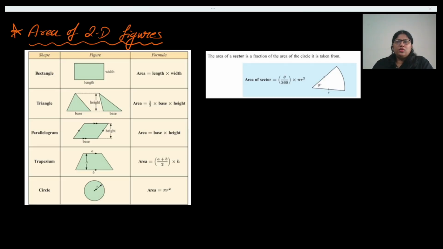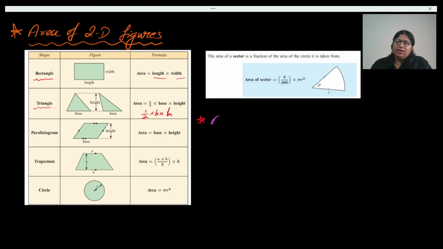So this is the formula list where all the formulas of 2D figures are given. First, the basic figure is the rectangle. You know it is always length times width, or length times breadth. Now what is going to be the area of a triangle? It is always half times base times height. But there are other formulas also that you need to remember here.